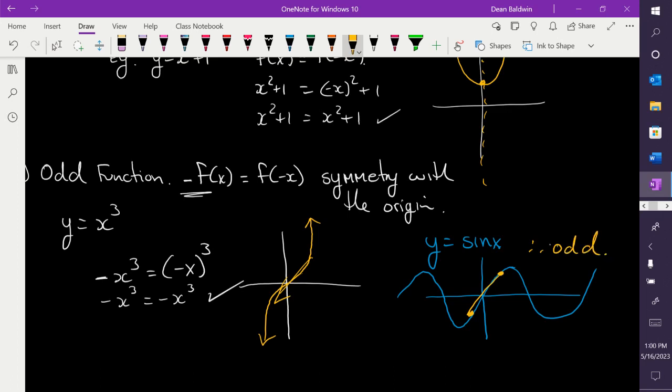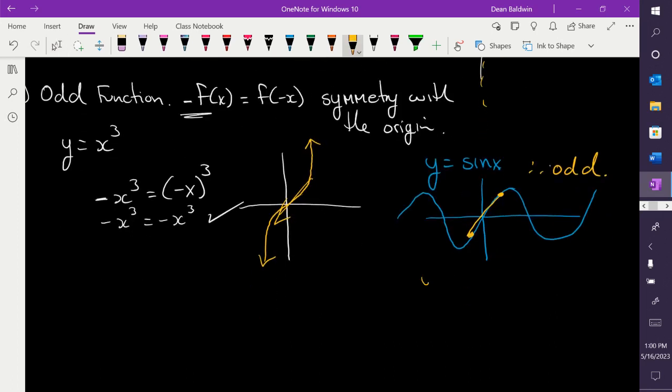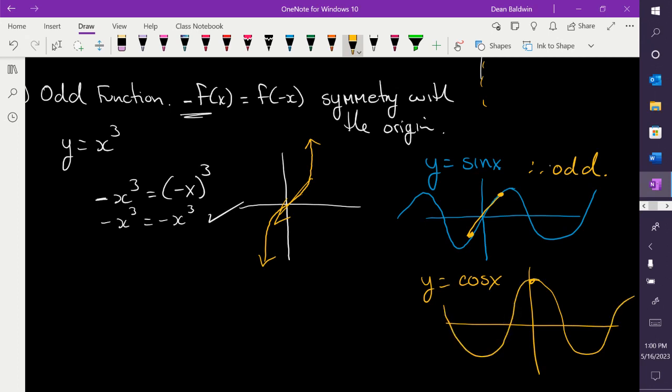What is cosine? What does a cosine graph look like? It's even. There's the cosine graph. Is cosine even or odd? Even. It's even, right? Therefore, it's even. Okay. So why is this important?